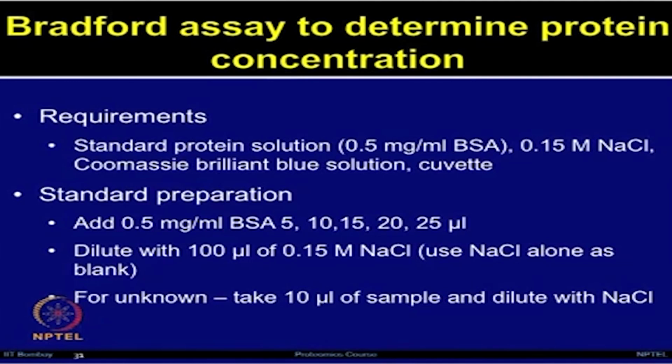For the unknown samples for which you want to determine the protein concentration, you can take 10 or 15 microliters of the sample and dilute with the sodium chloride. Then the same treatment can be performed for this whole experiment.